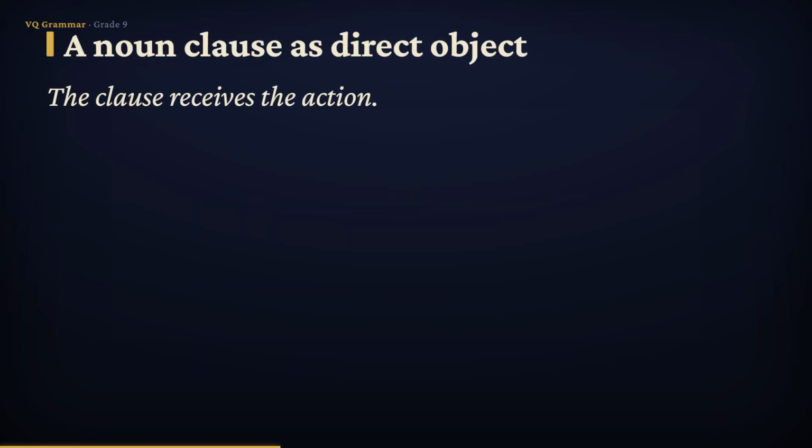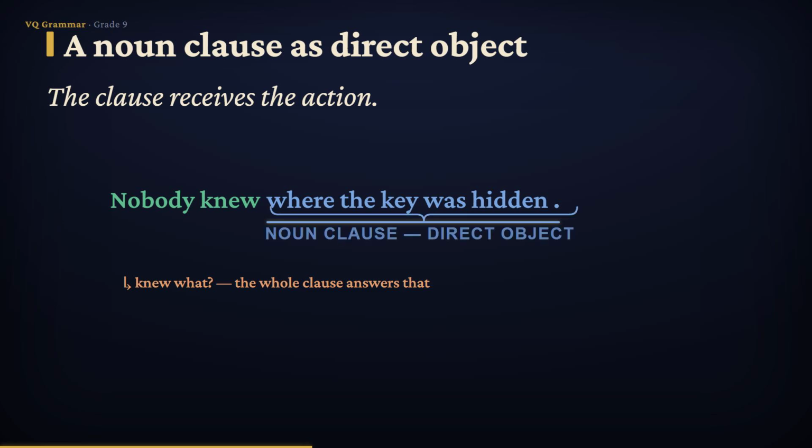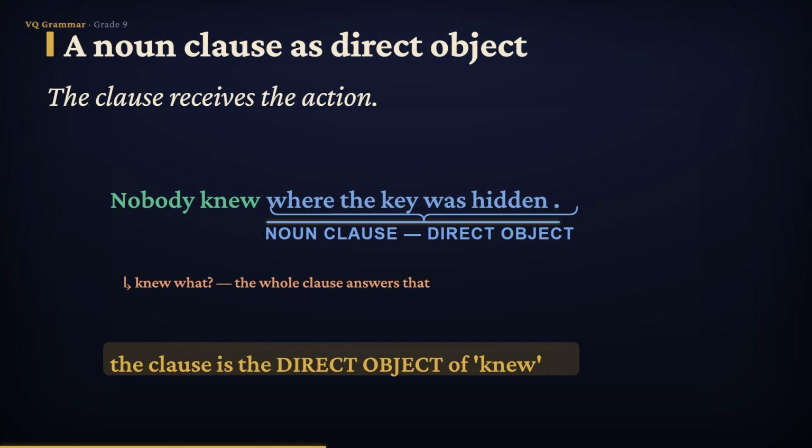Now a second job, the direct object. "Nobody knew where the key was hidden." Start with the main part. Nobody knew. Then ask, knew what? The answer is the whole clause, where the key was hidden. Because it receives the action of the verb knew, that clause is the direct object. Try the test. Nobody knew something, and it holds together. A clause can absolutely serve as a direct object.